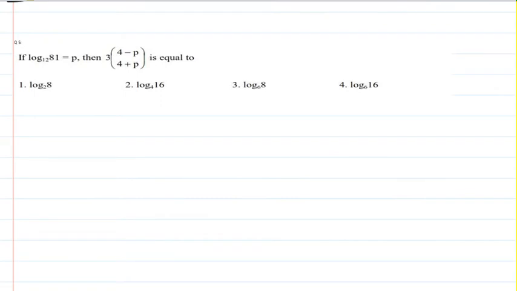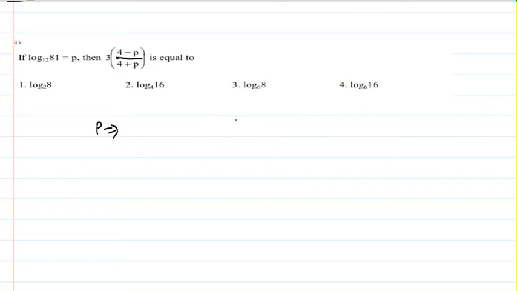Now, what do I see here? I see log of 81 base 12 is equal to P, and what I see on the right hand side is 3 times of 4 minus P upon 4 plus P. So almost everyone will try to simplify the value of P and put it here and get the answer. I want you to observe some pattern first. Do you see what is written in the bracket? Looks like application of dividendo and componendo.